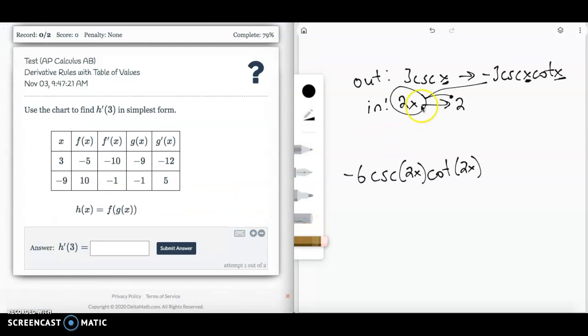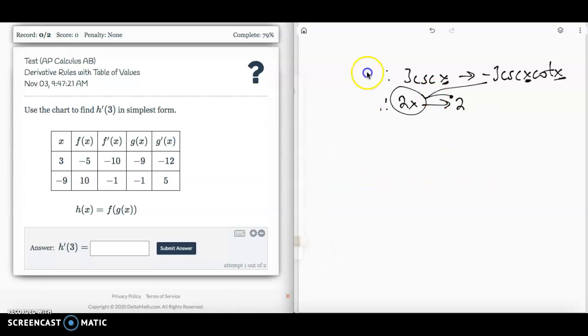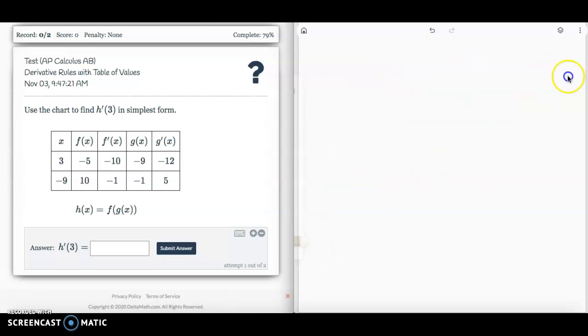All right, last one, derivative rules with tables of values. Okay, so this one, it's easiest to write out the rule you're trying to find first and then plug everything in. Actually, that's how you have to do it, so make sure you're following that. So use a chart to find h prime of 3 in its simplest form. So h of x equals f of g of x. So this is a chain rule.